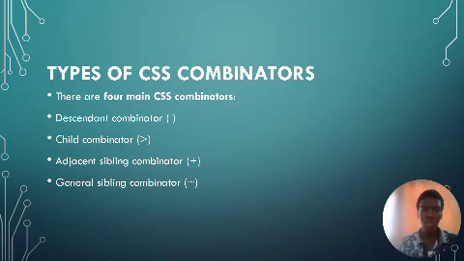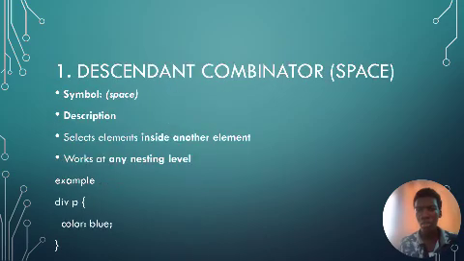Let's move further to the descendant combinator, which has space as its symbol. It selects elements inside another element. It works at nesting level. For example, you see div p, with color being given as blue. This selects all paragraphs inside a div, even if they are deeply nested, and it styles the p elements inside the div. That's what the descendant combinator is used for.